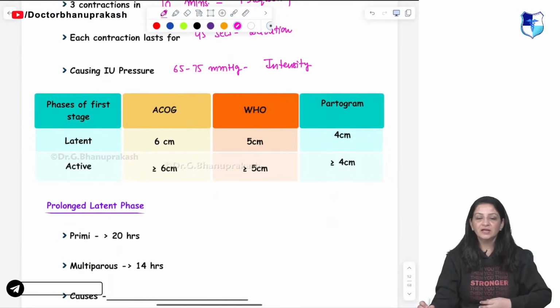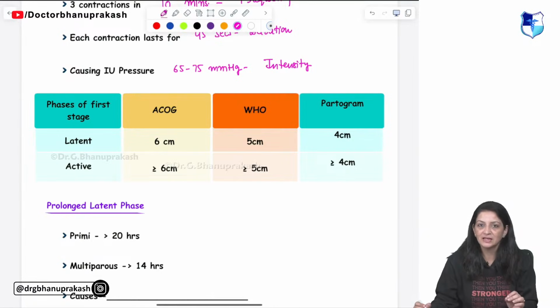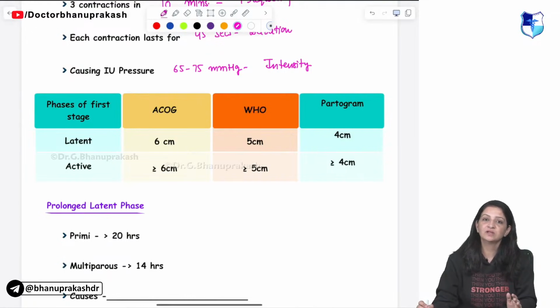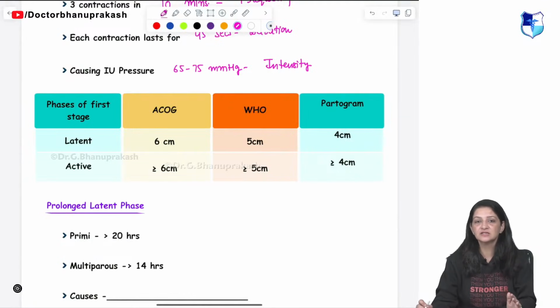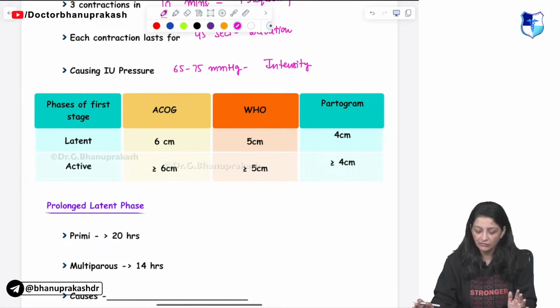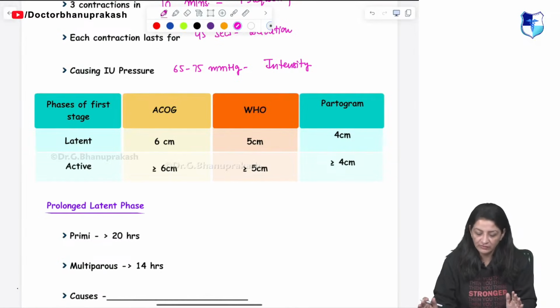Now, there are 4 stages of labor. The first stage starts with true labor pains and ends with full dilatation of the cervix up to 10 centimeters. The second stage starts with full dilatation of the cervix and ends with the delivery of the fetus. The third stage starts with the delivery of the baby and ends with the delivery of the placenta. The fourth stage is just observation for maternal condition and uterine tone.